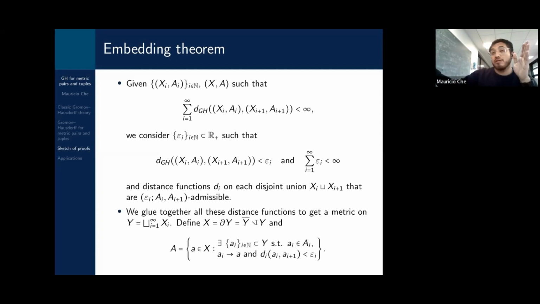We consider the disjoint union of all these spaces and glue together all these distances in a natural way. And then that is our larger space, which naturally contains the copies of Xi. So it's kind of what one would expect. And we define the limit space X simply as the boundary of Y, which is another way to say the completion of Y minus Y.